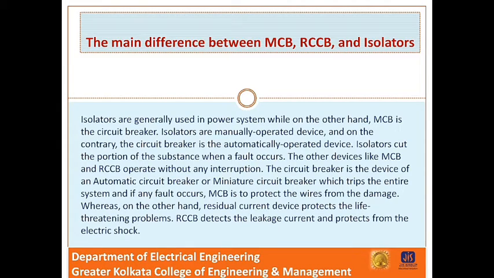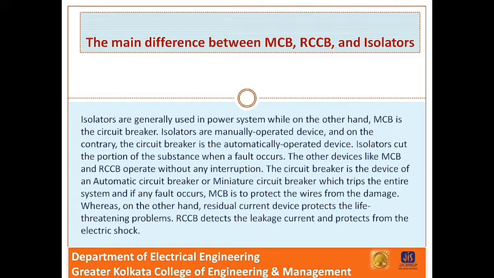Now, what is the main difference between MCB, RCCB and isolators? Isolators are generally used in power systems, while on the other hand, MCB is a circuit breaker. Isolators are manually operated devices, and on the contrary, the circuit breaker is an automatically operated device. An isolator cuts off a portion of the substation when a fault occurs. The other devices like MCB or RCCB operate without any interruption.